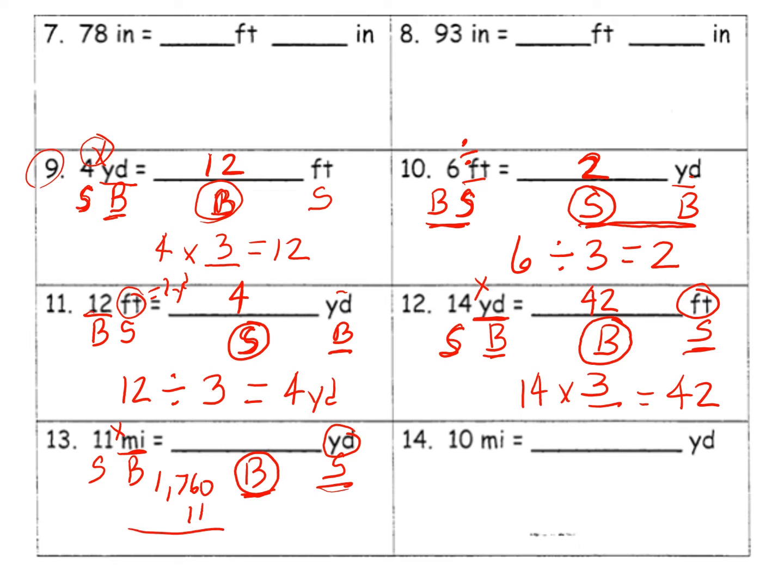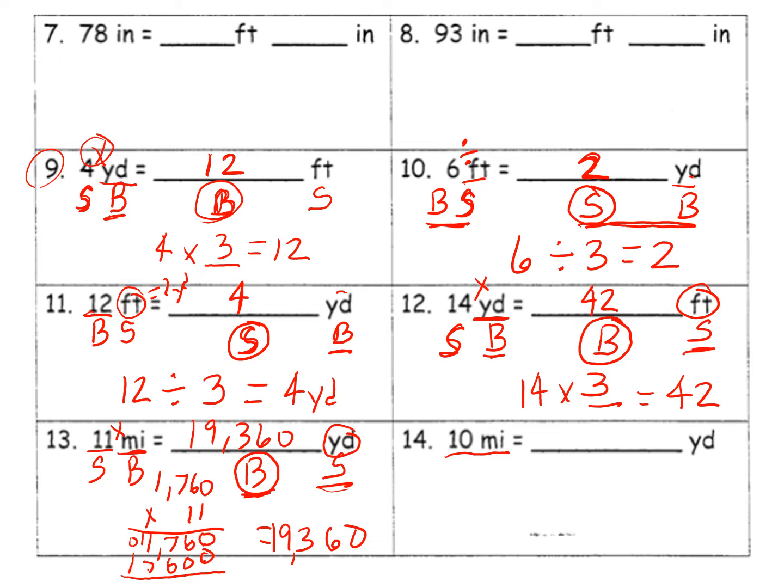So multiply that by 11. I won't have very much room here. So 0, 6, 7, 1. Drop my 0, 0, 6, 7, 1. And then add them. 0 plus 0 is 0. 6 plus 0 is 6. 7 plus 6 is 13. 7 plus 2 is 9. And 0 plus 1 is 1. So the answer is 19,360 yards equals 11 miles.